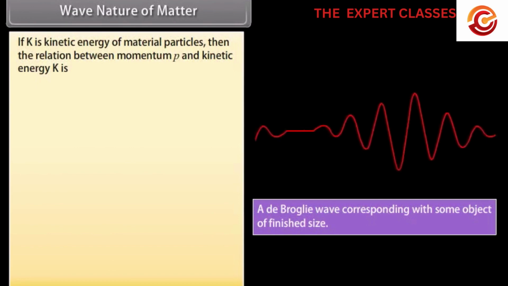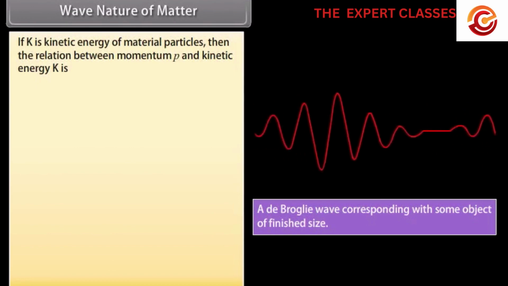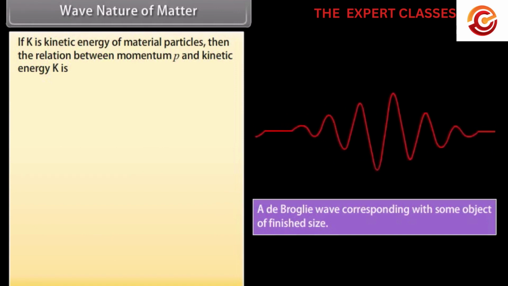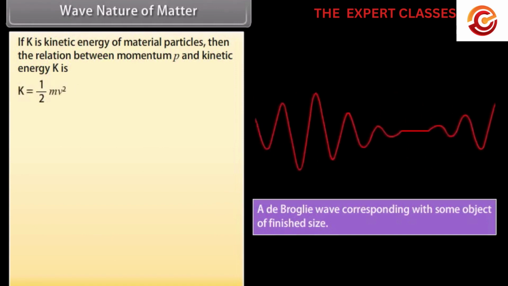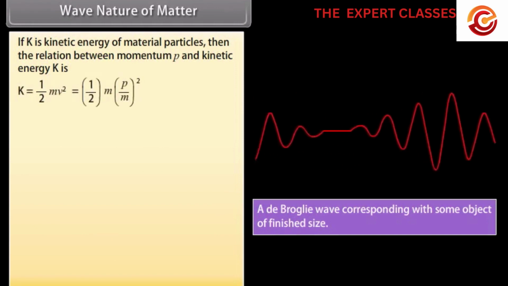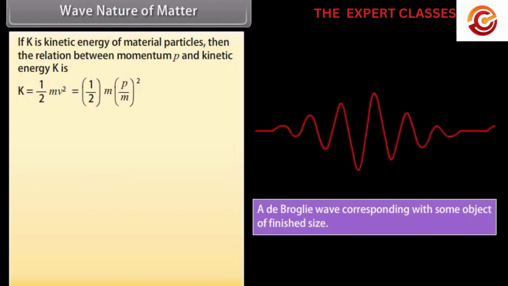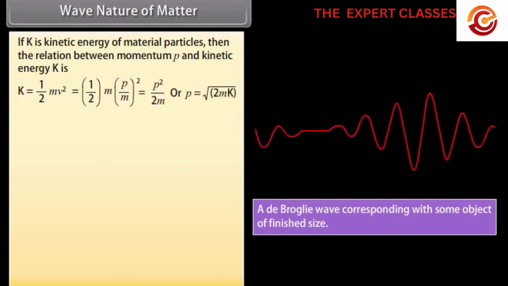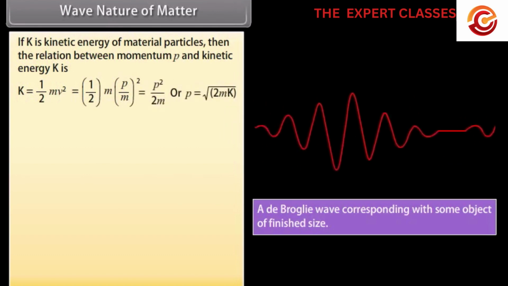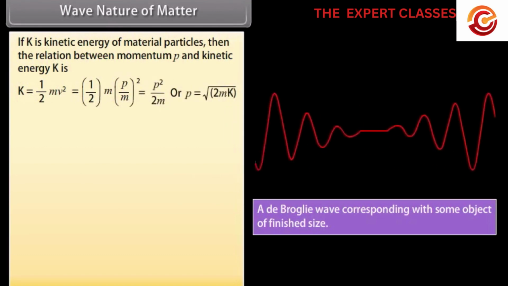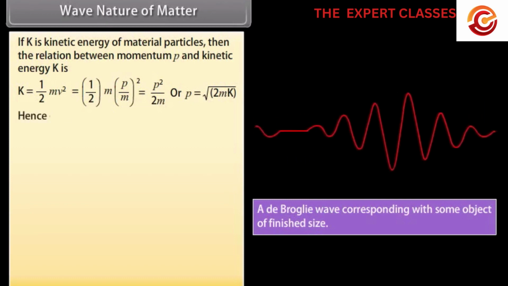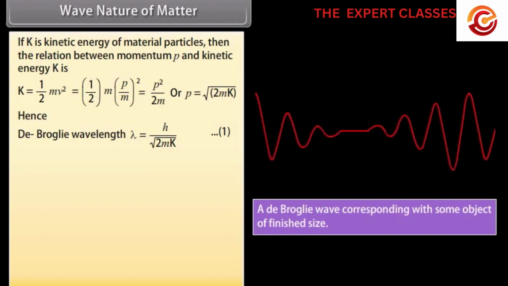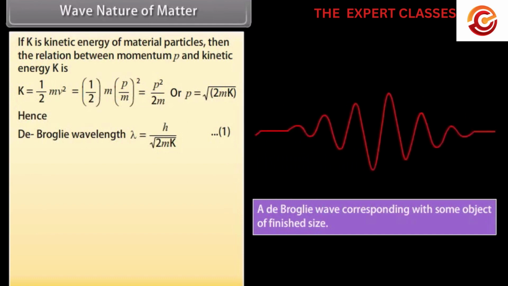If K is the kinetic energy of material particles, then the relation between momentum p and kinetic energy K is K equals 1 by 2 mv squared, which equals 1 by 2 into m into (p by m) squared, which equals p squared by 2m, or p equals square root of 2mK. Hence, de Broglie wavelength lambda equals h by square root of 2mK. Name it as equation 1.